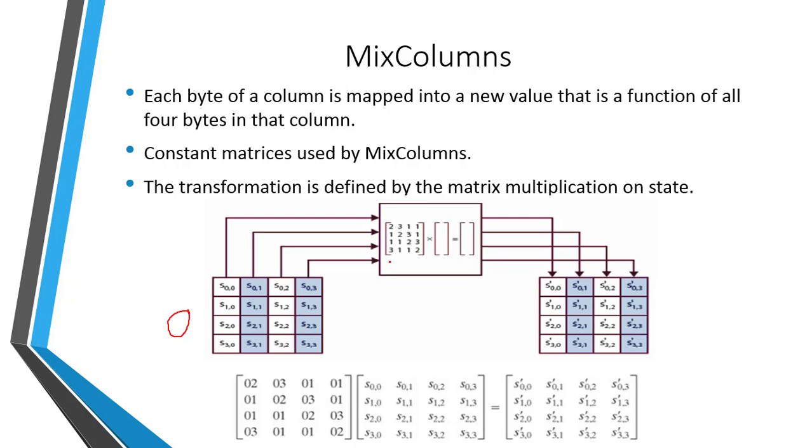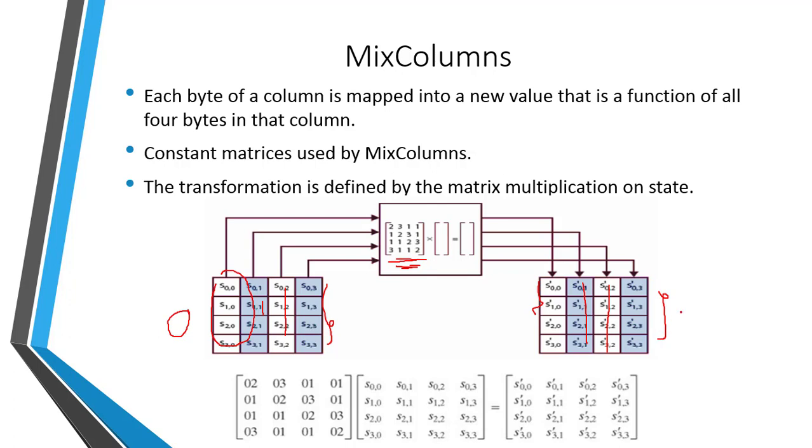So here one matrix is used, and using this matrix multiplication is performed. So first of all, one column is multiplied with this matrix and the output is generated. After that second column is multiplied with this matrix and the output is generated for the second column, and third column is multiplied with this matrix and third column of the output is generated. After that fourth column is multiplied with this matrix and output of the fourth column is generated.